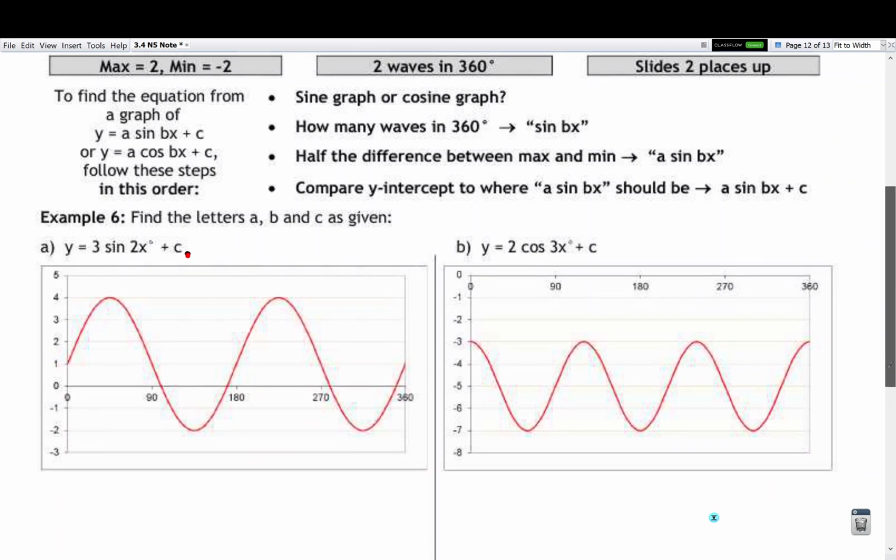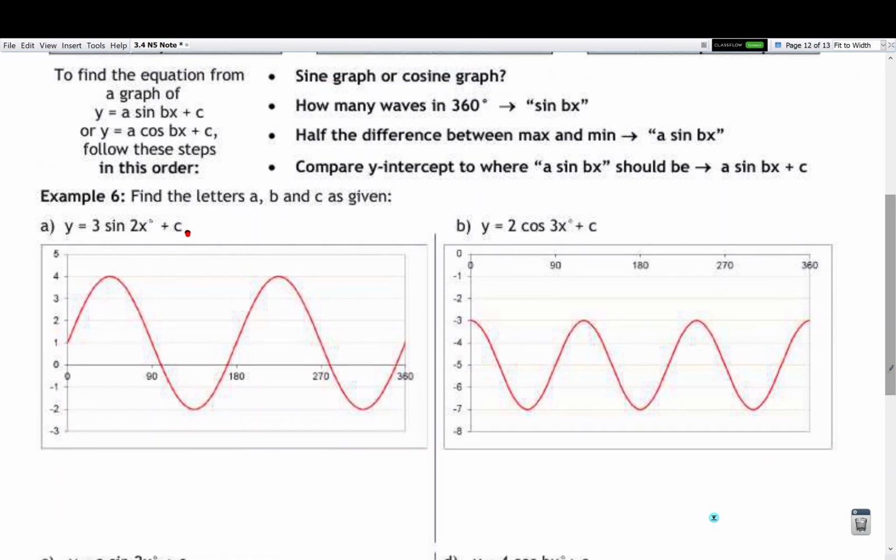So the first two examples, this is example 6. We have the graph of y equals 3 sine 2x plus c. So let's have a look at this graph. Now sine 2x, that 2 means that there are 2 waves in 360, and we can see that there are 2 sine waves. Okay. Now the amplitude of 3 means it's a distance of 6. And we can see there's a distance of 6 between 4 and -2.